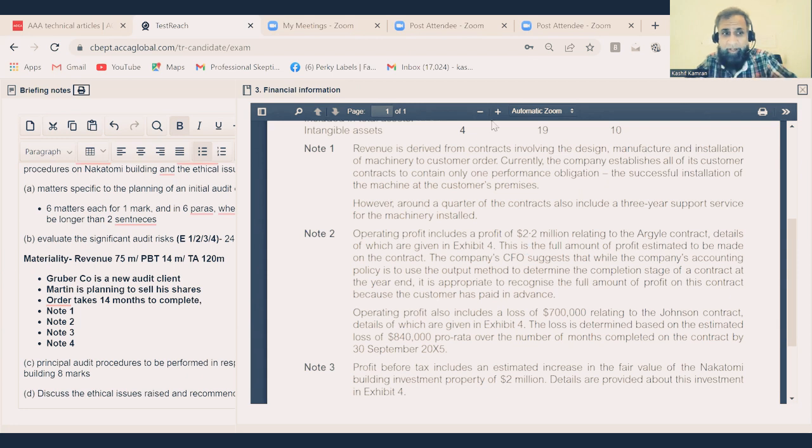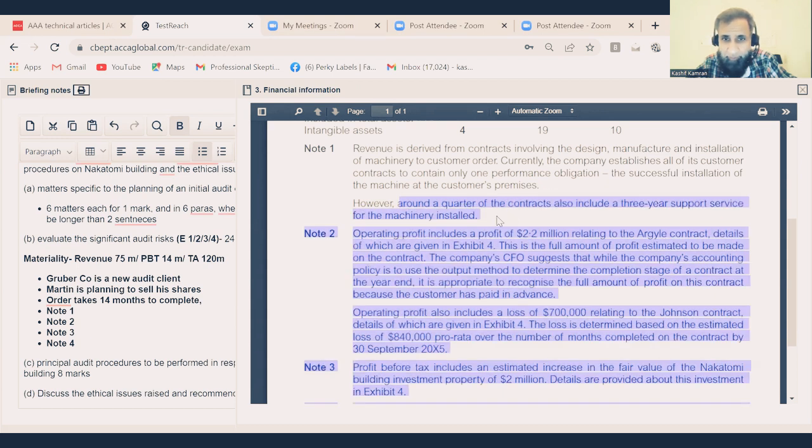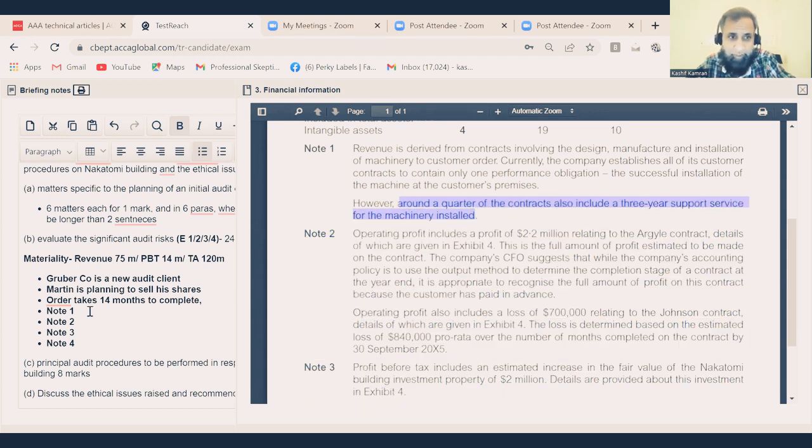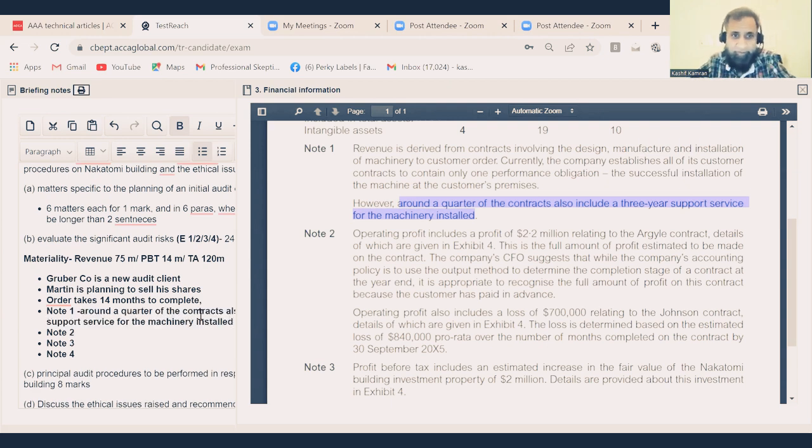Right? So I think the risk number one is that around a quarter of the machine includes a 3-year service support. Control C, note number one. So this is a particular risk in the note number one, right?